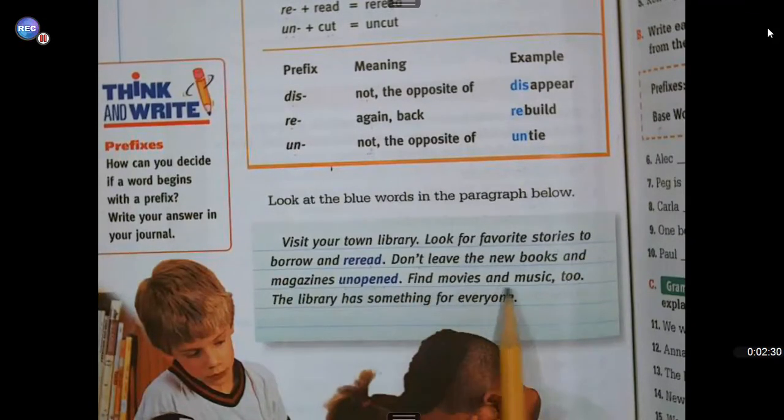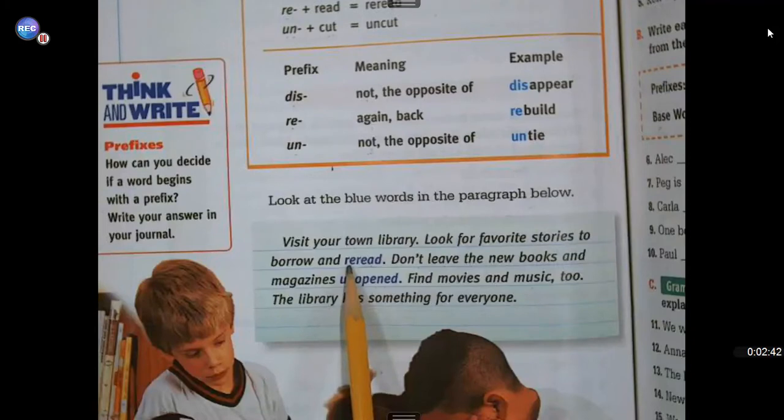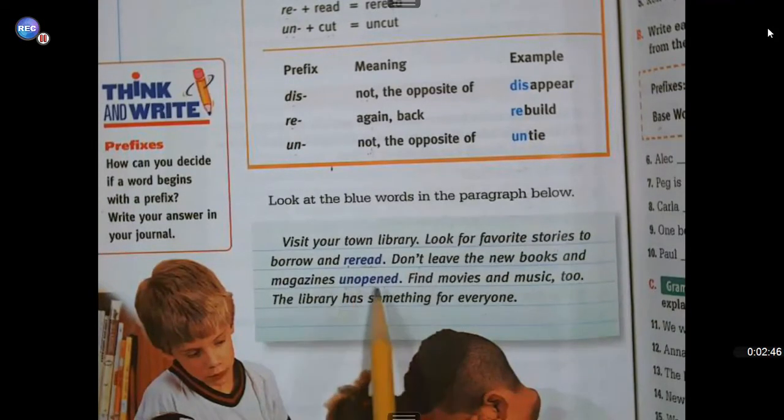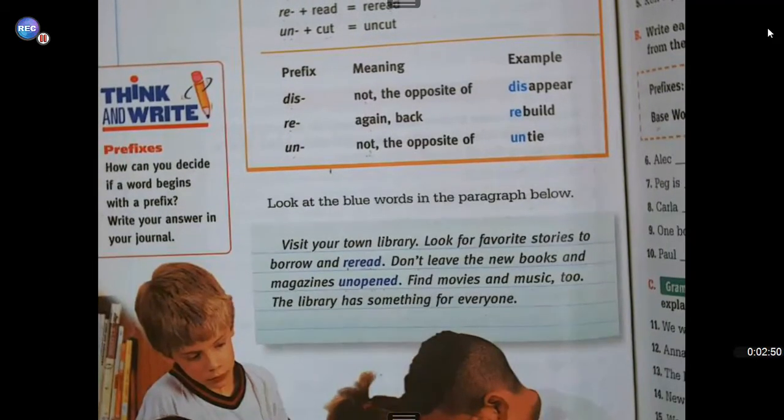Find movies and music too. The library has something for everyone. So these two words have a different meaning. Reread has a different meaning than it would if it didn't have the prefix re. It means read again. Unopened means not opened. So those prefixes can change the meanings of words.